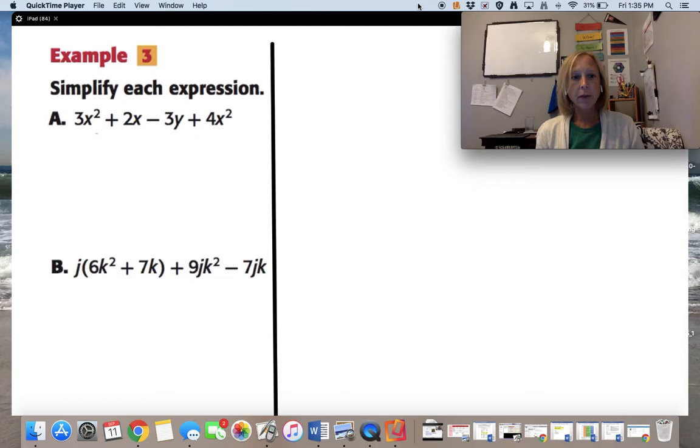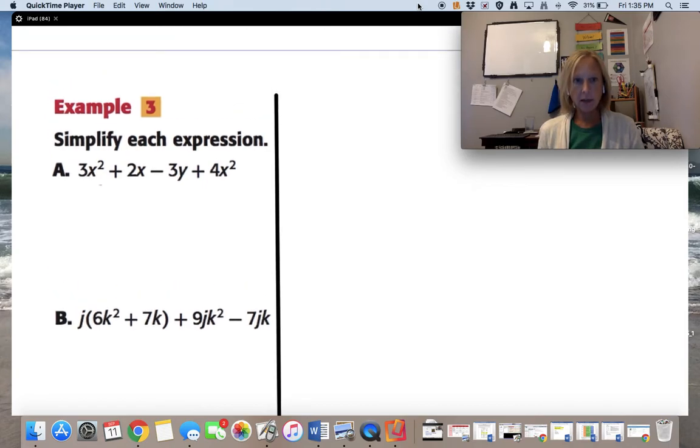Okay, let's simplify this first expression that we see at letter A. First thing I'm going to do is highlight my like terms. So same letter with same exponent. Here I see an x squared. I see an x next to it. That is not a like term because it doesn't have the squared part. So I see another 4x squared down at the right. My other two terms that are not highlighted are 2x and 3y. They have different letters. They are not like terms.